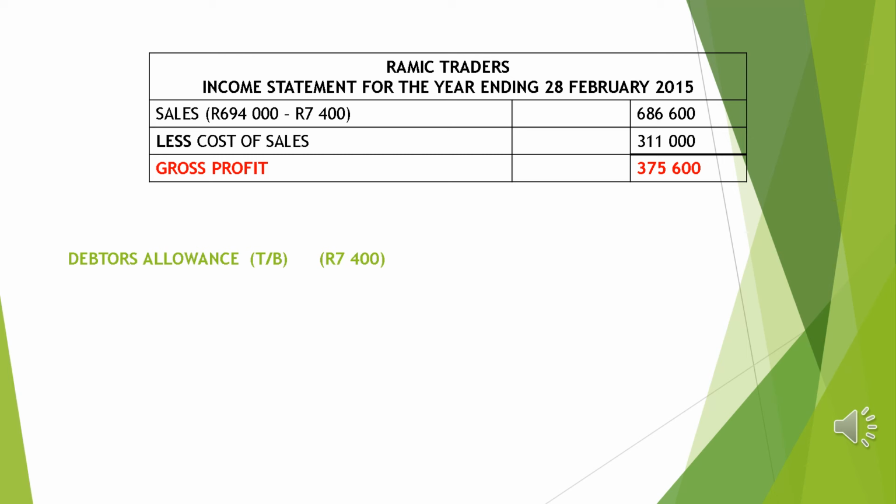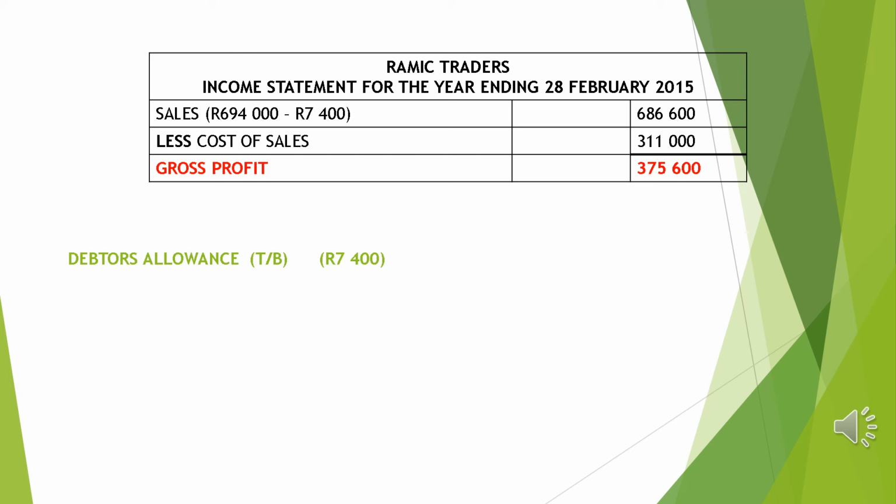So for Remic Traders, we were given sales of 694,000 rand. Then on the pre-adjustment trial balance, we were given debtors allowances of 7,400 rand. Debtors allowances are also called sales returns. Now, customers returned goods that were sold at 7,400 rand.